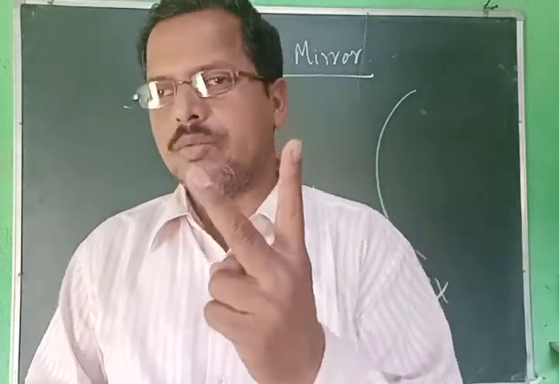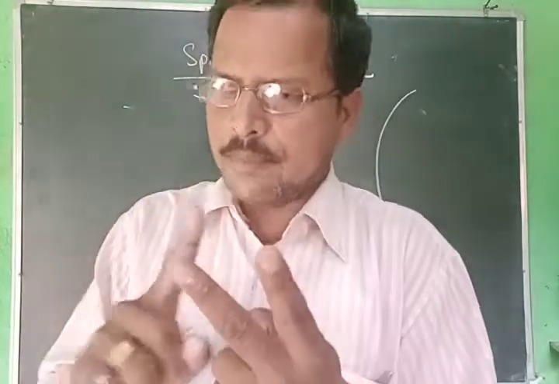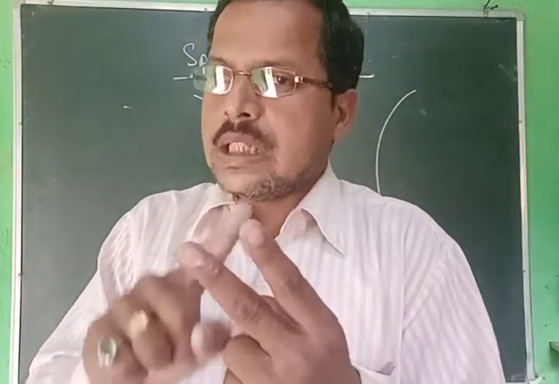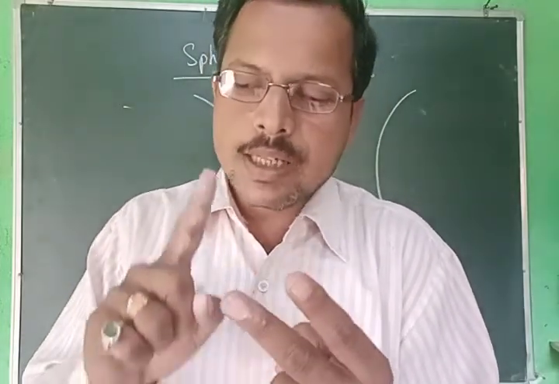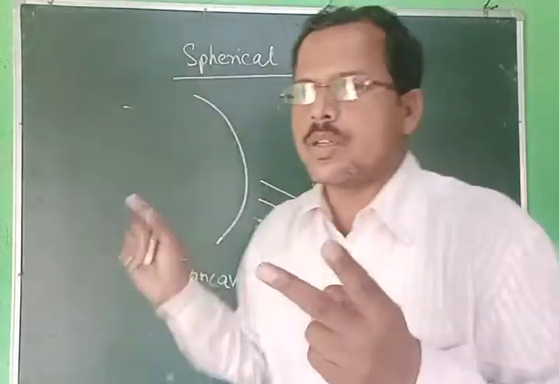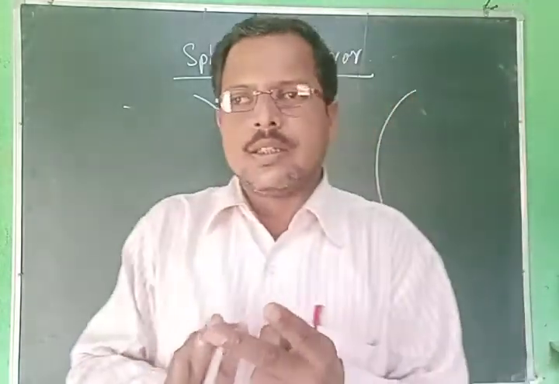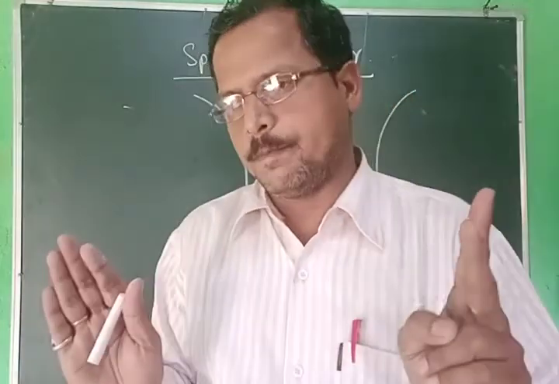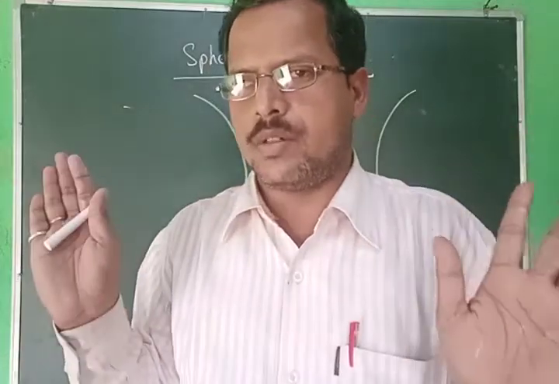So two things to be remembered. First, if the reflecting surface is curved, then we say the mirror is spherical, and it is a part of a hollow sphere.